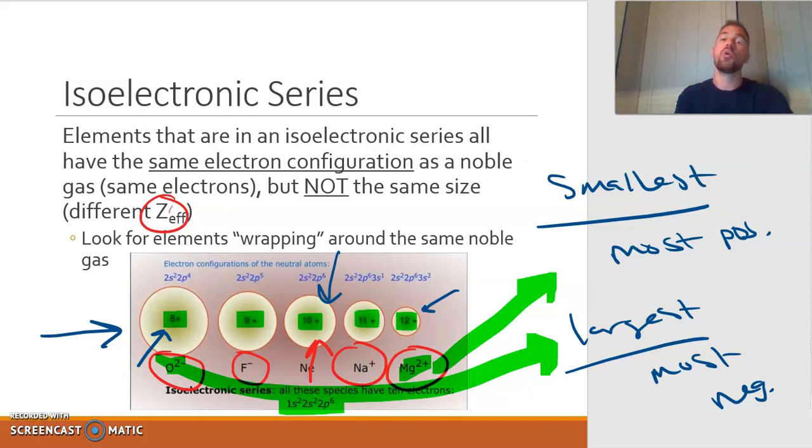We'll continue on with writing electron configurations for ions in the next video.